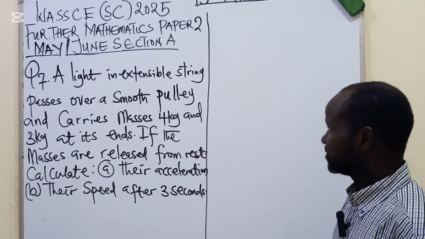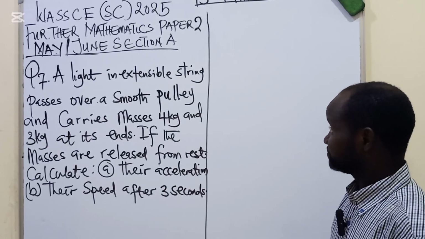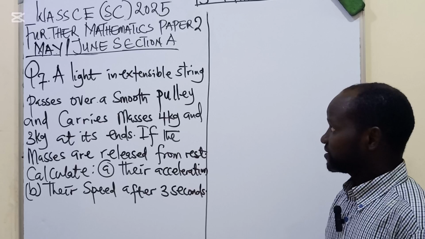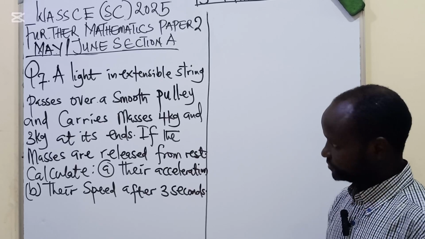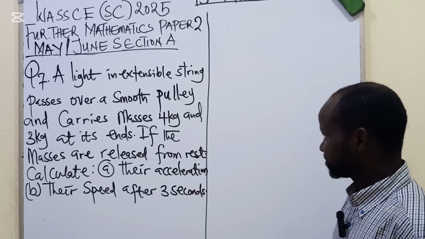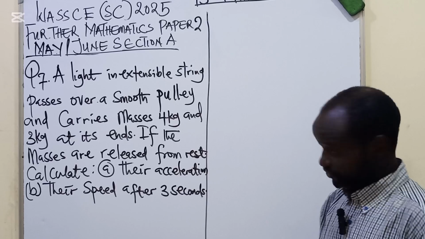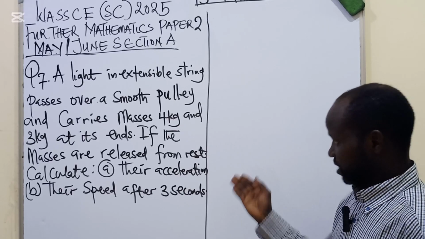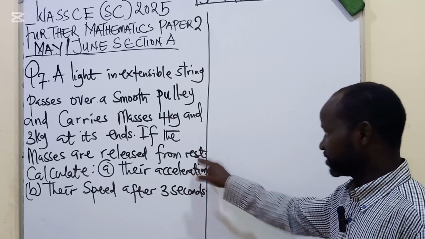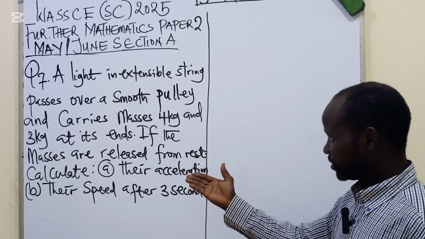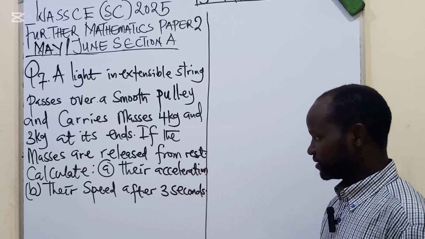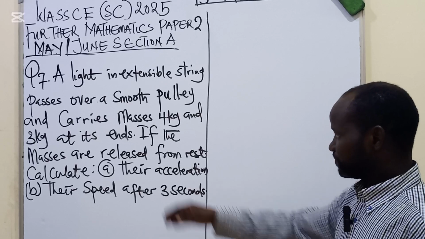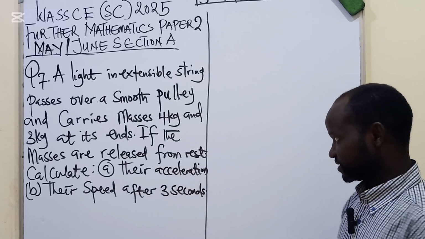Question 7 reads: a light inextensible string passes over a smooth pulley and carries masses 4 kg and 3 kg at its ends. The question now says if the masses are released from rest, we are asked to calculate A, their acceleration, B, their speed after 3 seconds.